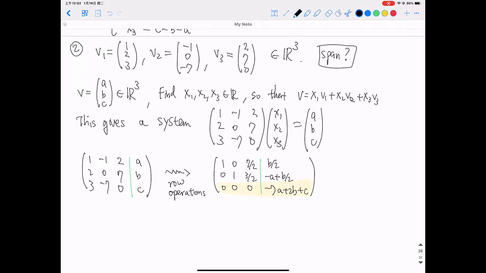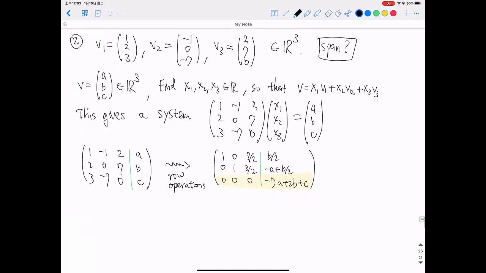And for that, you need to see if there is a problematic row. In this case, the bottom row can possibly be problematic. That is because it has all the entries 0 except the last one possibly being non-zero. If it's non-zero, then there's no solution.